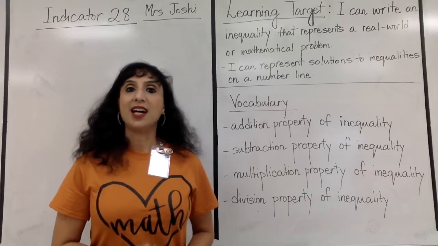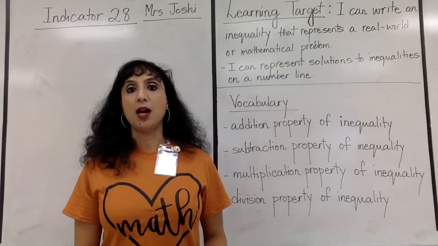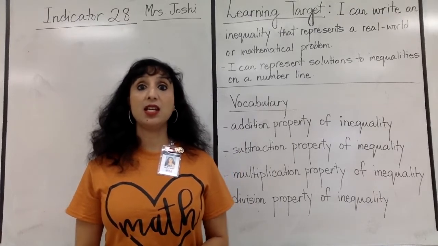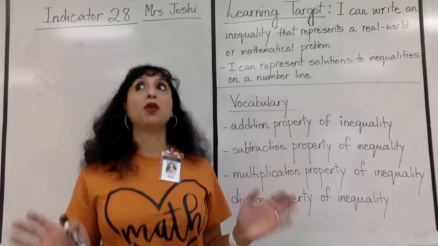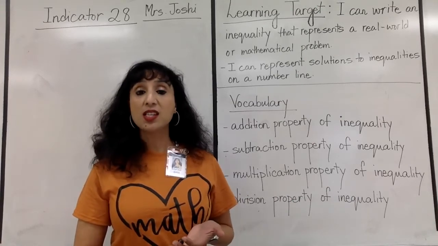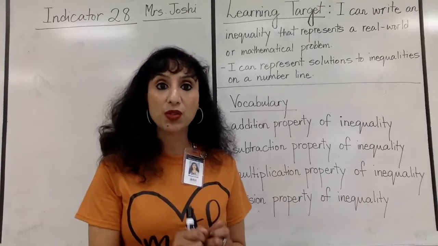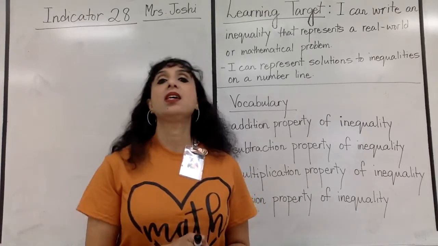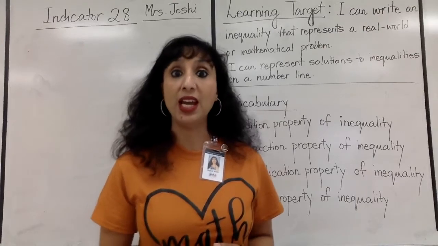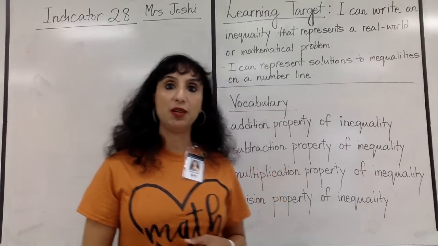All right, guys, this is the second part of Indicator 28. Literally, this lesson is identical in format to the one in which we had done solving equations. The only thing different now is that instead of an equal to sign like we did in that lesson, we are going to have an inequality. And so then we'll have to solve it and then graph it, okay?